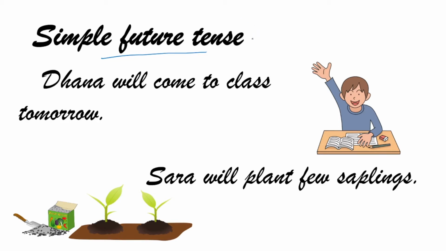The general pattern to frame sentences using simple future tense is subject plus will or shall plus the verb in its first form. That is simply the verb. For example, Dana will come to class tomorrow. Here we add will along with the subject and then the verb is written in its first form, so come. Similarly, Sarah will plant few saplings. Here Sarah is the subject, will is for the future tense and plant is the verb. So we use the verb in the first form. So this statement is in simple future tense.